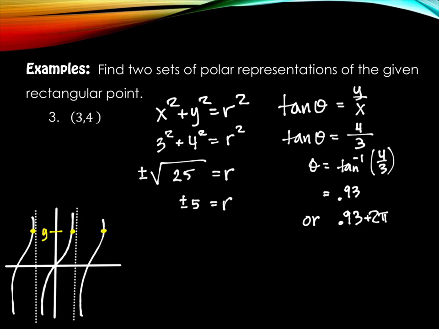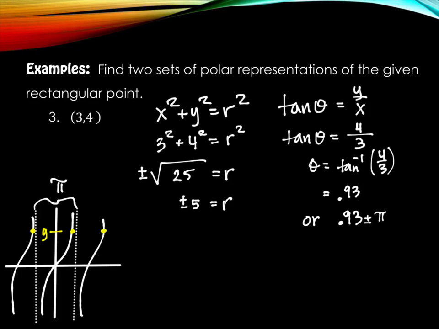The period here is pi. It goes from negative pi over 2 to positive pi over 2. So every pi units, the image repeats. So the reality is over here, I don't just need to add 2 pi. I can add or subtract pi, and it will work. So 0.93 works, but 0.93 plus pi works, and 0.93 minus pi works, and plus 2 pi works, and minus 2 pi works, and it works every time for integer multiples of pi, adding and subtracting.